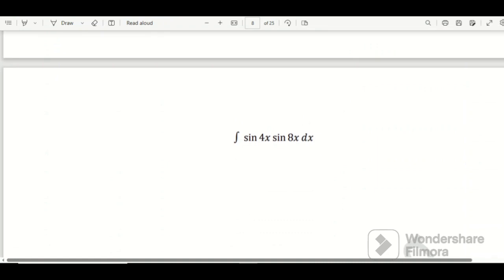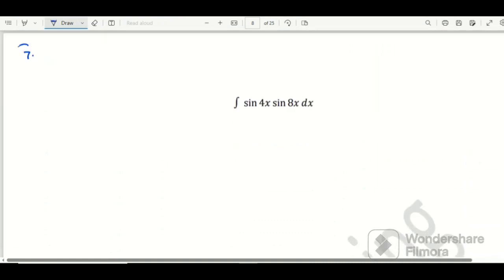So now we have 7th number. It is integration of sine 4x into sine 8x. So what we'll do, we'll multiply 1 by 2 outside and we will take 2 inside to use the formula of 2 sine A into sine B.